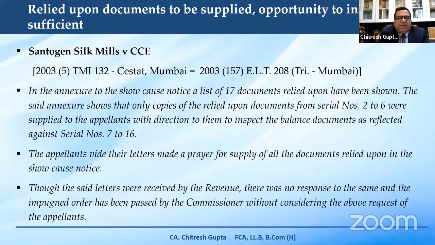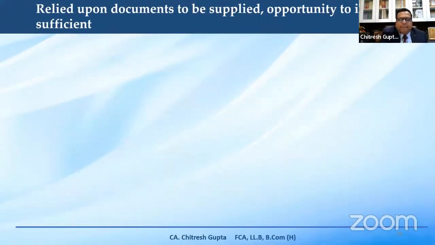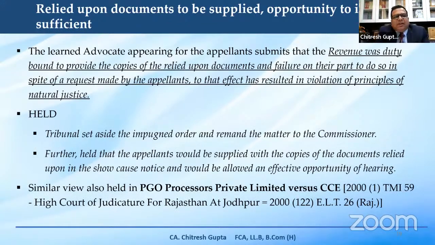The appellant, in their letter, made a prayer for supply of all the documents relied upon in the show cause notice. Though the said letters were received by the revenue, there was no response, and the impugned order has been passed by the commissioner without considering the above request of the appellants. The learned advocate appearing for the appellant submitted that the revenue was duty bound to provide the copies of the relied upon documents, and the failure on their part to do so, in spite of a request made by the appellant to that effect, has resulted in violation of the principles of natural justice.